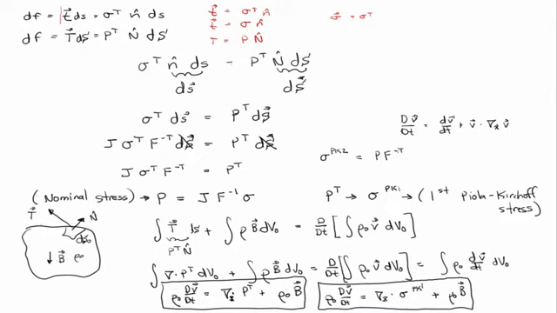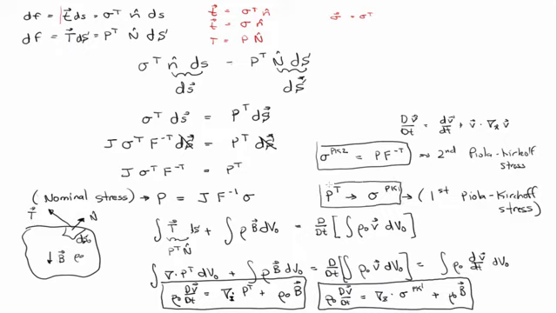Okay. So this is the second Piola Kirchhoff stress. So we have that. We have this. And of course, the Cauchy stress is this symbol.